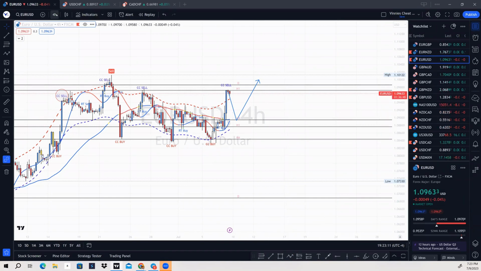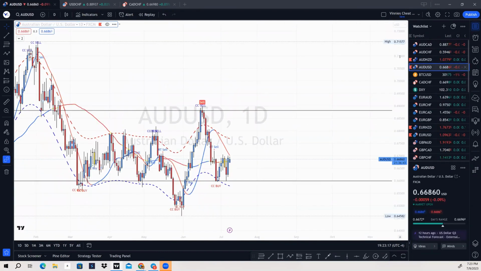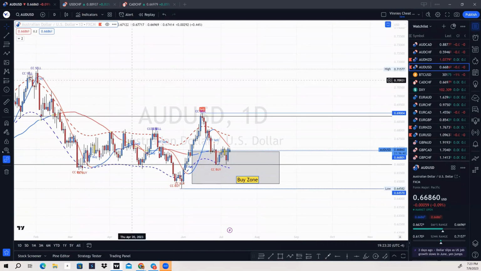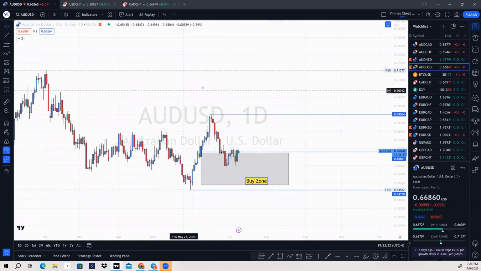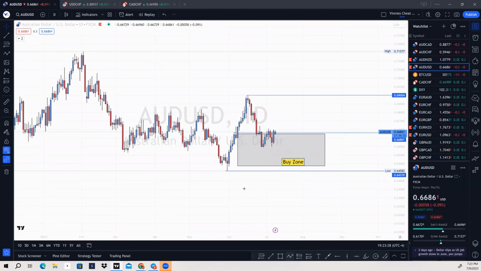Next pair is going to be AUDUSD. Let's go ahead and turn off the indicator real quick and show you guys what I've already marked up. This is my bullish trading range from this swing low to this swing high. Price pulled back into my buy zone. This is my buy zone. And if I turn on the indicator, you guys see a CC buy signal somewhere down here for price to continue up. My expectation is for price to break this high here, this swing high that we're currently at, or price to break this high, maybe attack these highs up here.